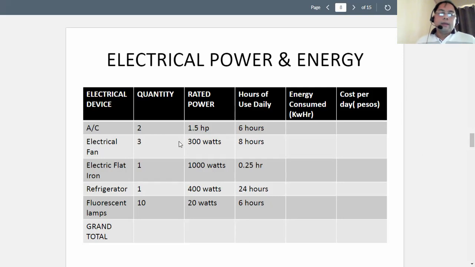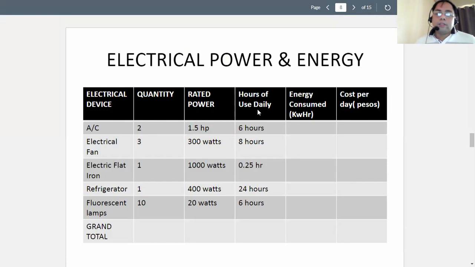And then the electric fan, they have three, maybe in three separate rooms, so 300 watts each. However, an air conditioning unit, or AC, is 1.5 horsepower. So this one is rather different. The way we express the power rating here is different, and it is now in horsepower. But we remember that 1 HP is 746 watts. And then they have two air cons in their house.